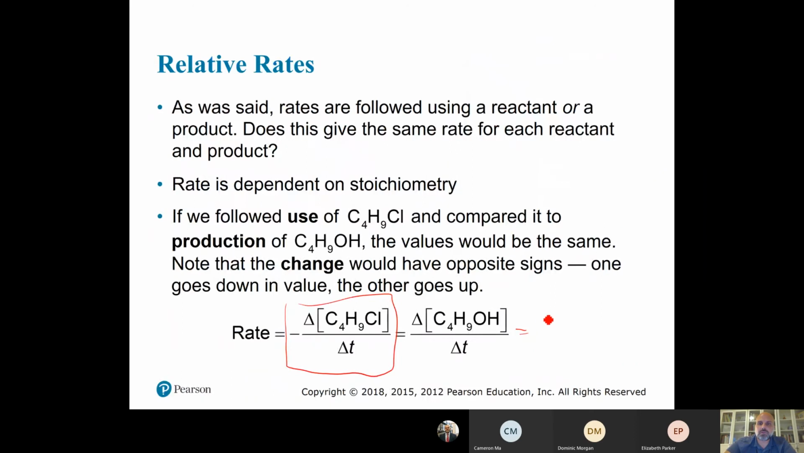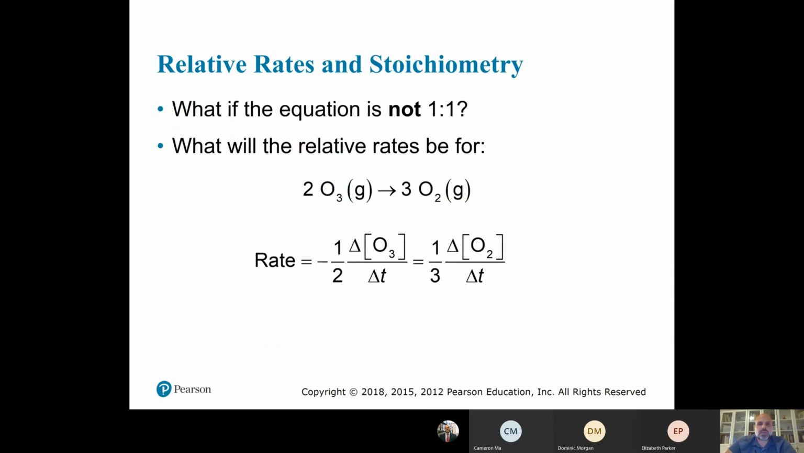the change in the concentration of HCl over the change in time as well. So you could just as easily put all of those in. So that's what we're talking about with overall rates. That's one part of what we discuss.